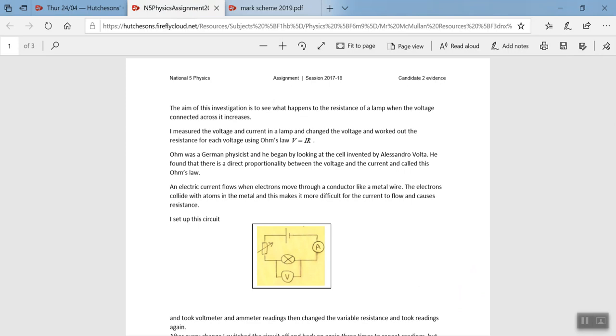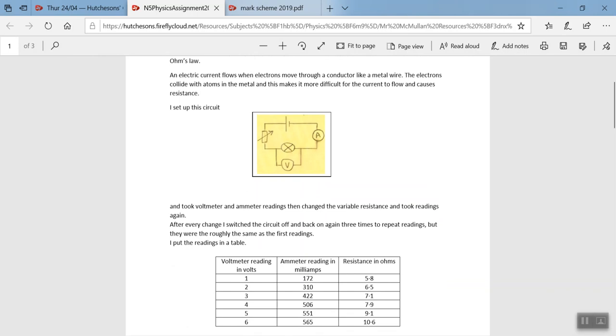Underlying physics. So if we have a look through the report, we can see that they go on to talk about George Ohm. He's a German physicist, which is a bit of history. They explain that they used V equals IR, which is Ohm's law, and they have stated that a current flows when electrons move through a conductor like a wire. The electrons collide with atoms in the metal, and this becomes more difficult for the current to flow, causing resistance. And they've included a circuit diagram, ammeter, voltmeter, variable resistor.